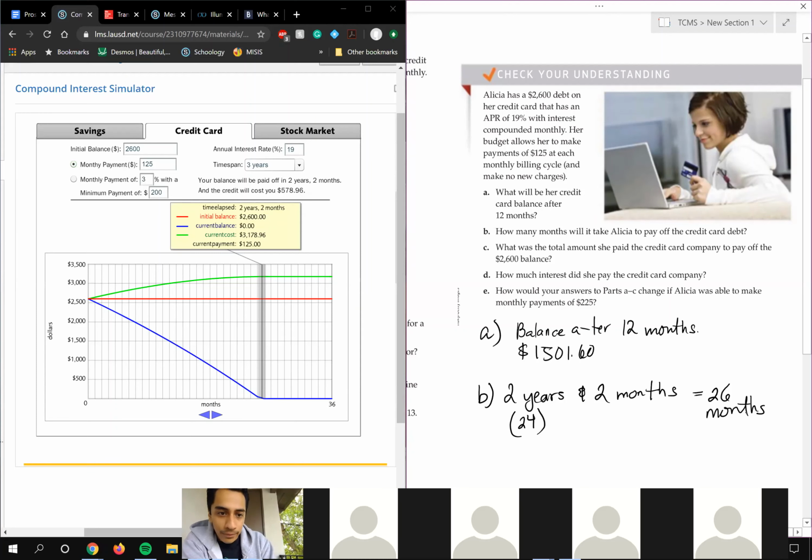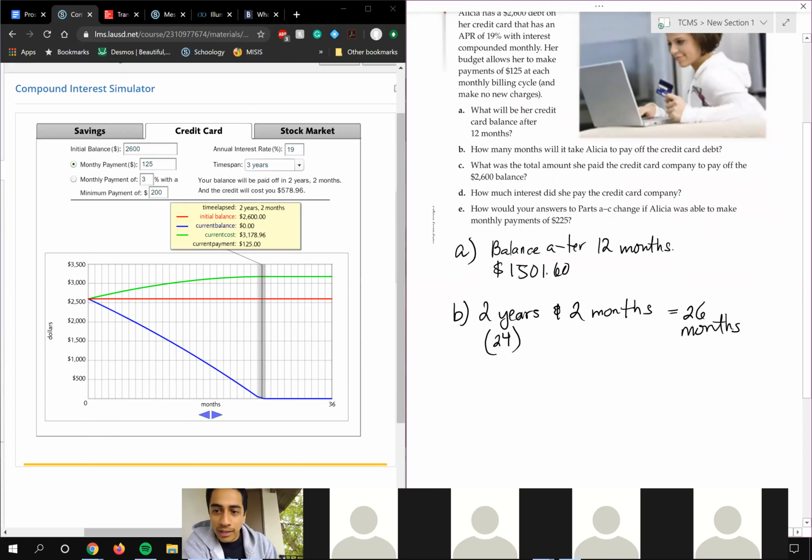Okay. Part C then is asking what was the total amount she paid the credit card company to pay off the $2,600 balance, right? And so that's what we look at. Once everything is paid off, now you look at the green value, the green line. That's going to tell you the total cost of everything, which includes both paying off the balance and the interest. So for part C, the total cost after those 26 months was $3,178.96.